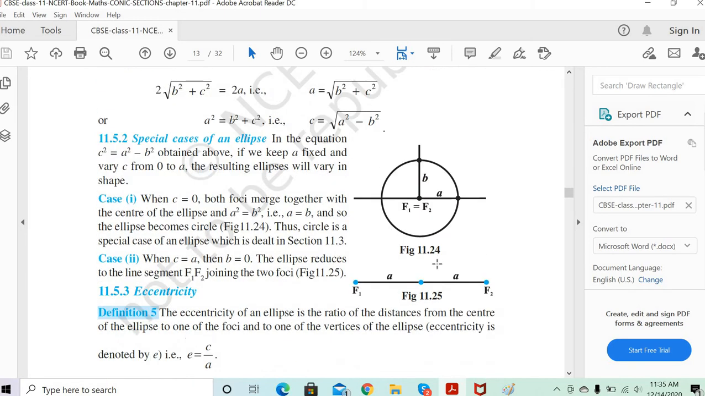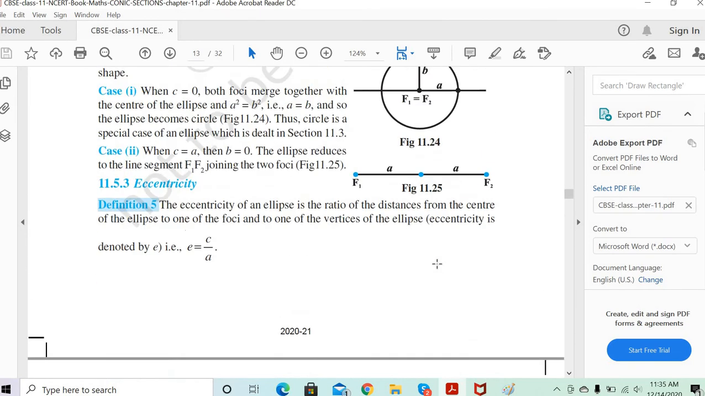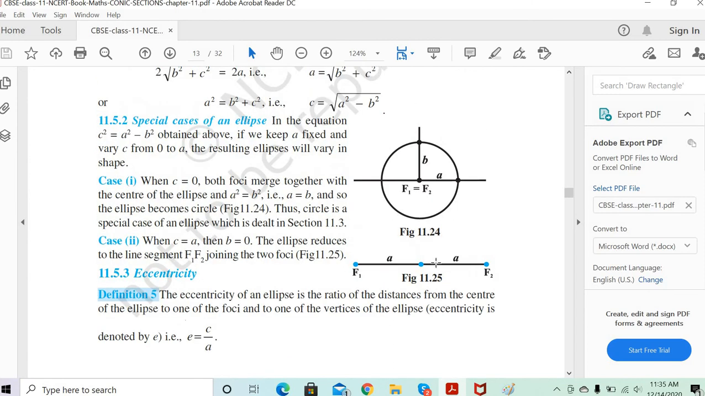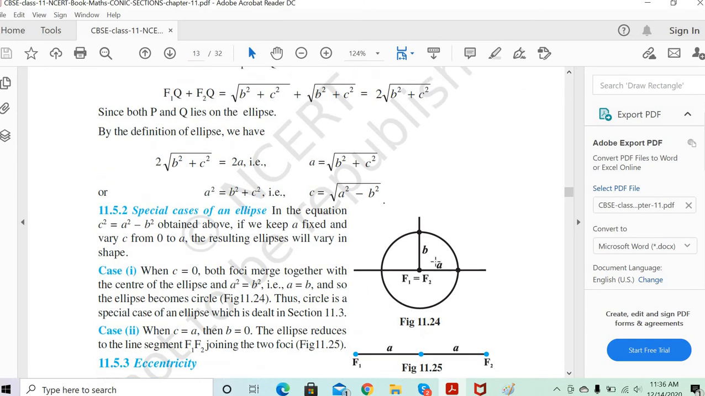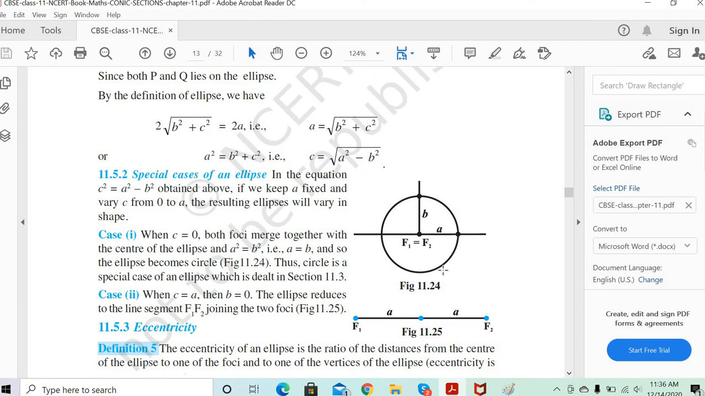Now we'll go to the special case of the ellipse. Draw figure 11.24 now. Okay, sir. Here we can easily see the ellipse can become a circle. Let's understand how it will become a circle.